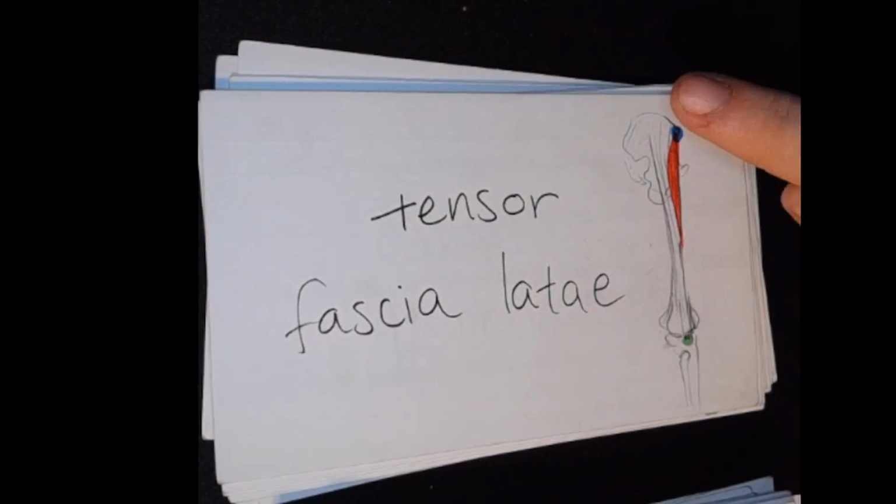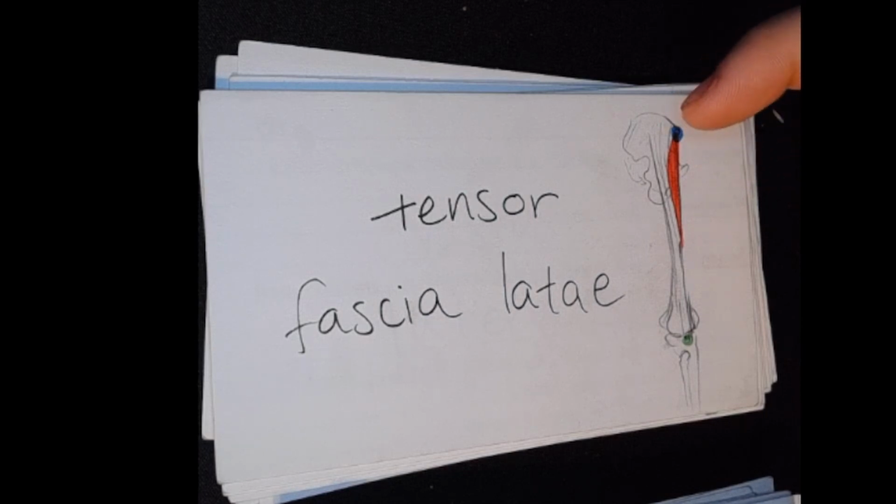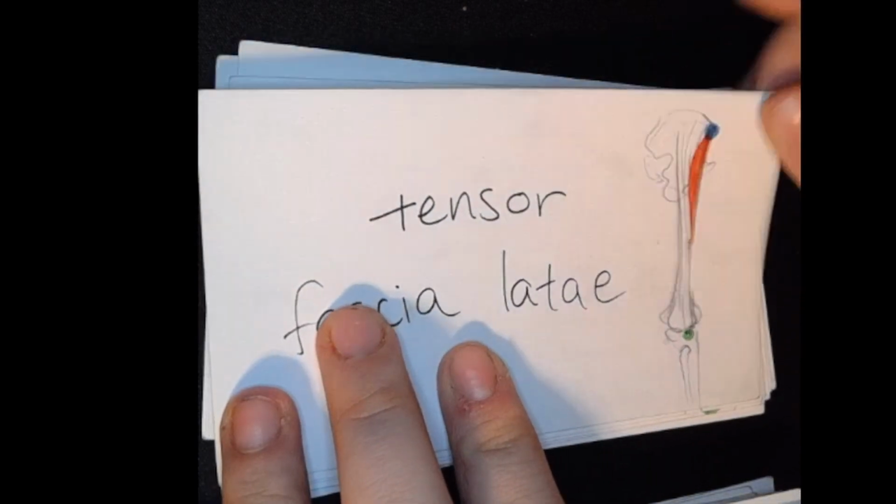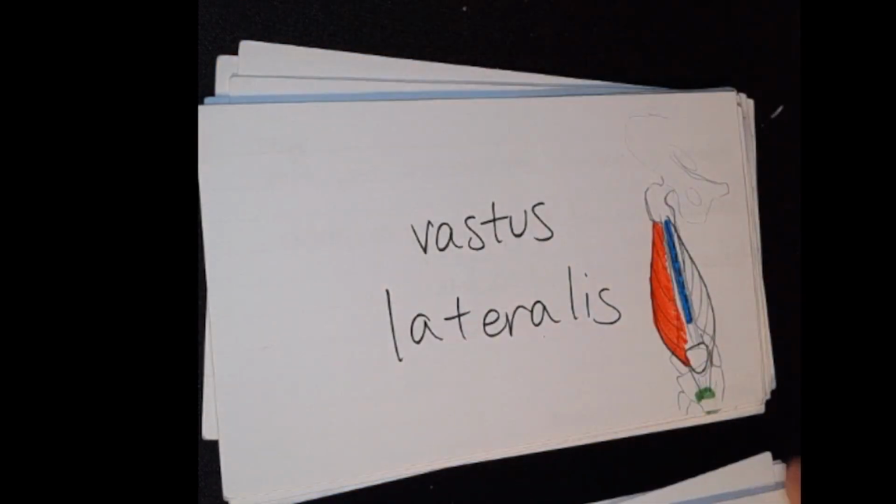Tensor fascia lata. Origin, ASIS, or anterior superior iliac spine. Insertion, lateral condyle of tibia via iliotibial band. Action, hip flexion, abduction, and internal rotation. Innervation, superior gluteal nerve.